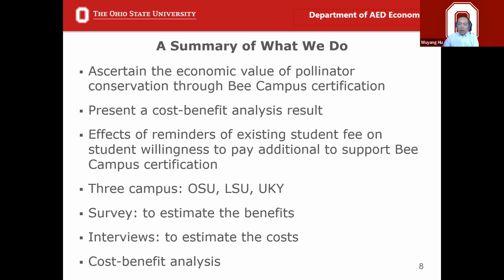So we're going to evaluate how information, specifically reminders of student fees, existing student fees, how that reminder may affect student willingness to kind of contribute to a B Campus certification program. We're going to assess our research in 3 campuses: OSU, Louisiana State University, and University of Kentucky. You may ask, why these 3 schools? Well, North, Central, and South in a way, right?